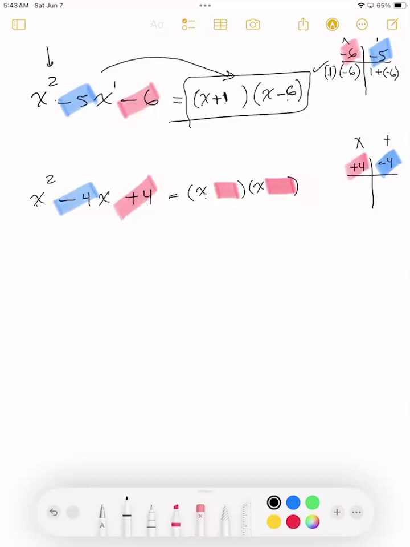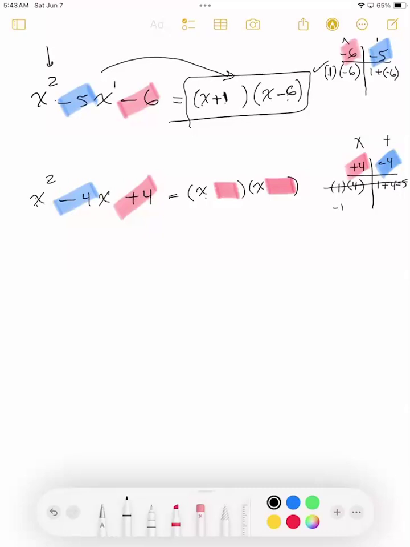I want to multiply two numbers to give me positive 4, and when I add them, I get negative 4. So I start with 1 times 4. 1 times 4 is 4, but when I add them, I don't get negative 4, I get 5. So these are not the factors.